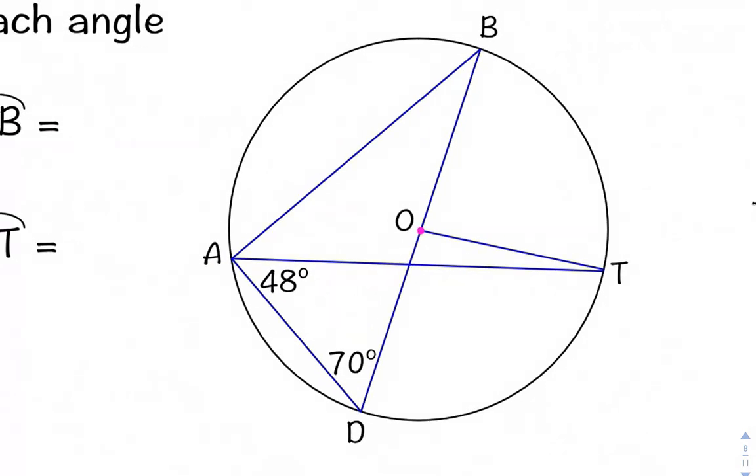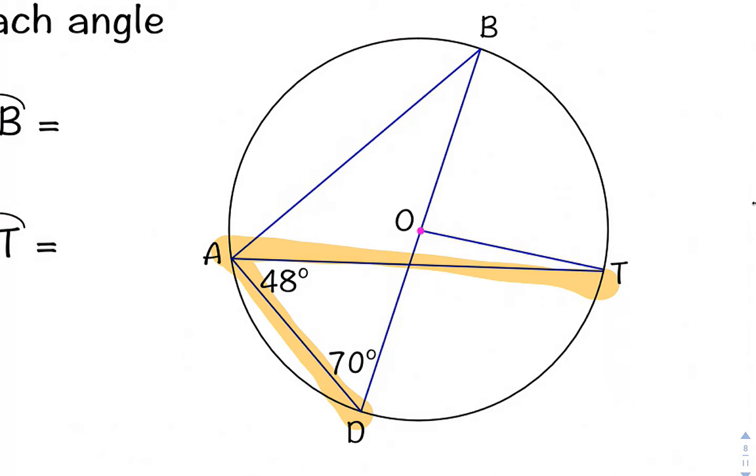Okay, there's a lot of information here, I know. There's a lot of stuff in this picture. What I suggest is to try to just focus in on a single part. So if I look at this angle, that's 48. Well, I know that that is an inscribed angle. Remember, the vertex is on the circle. It's not in the center.